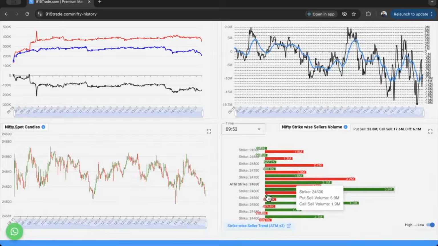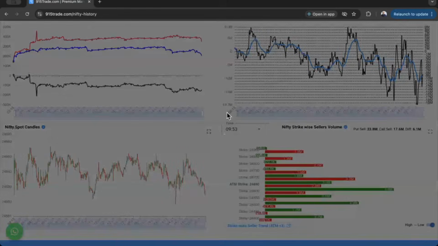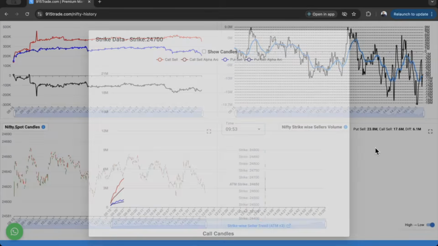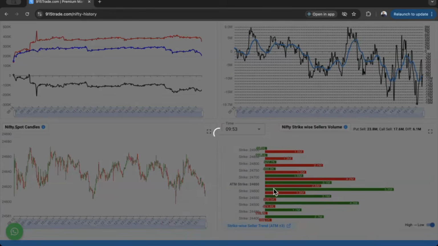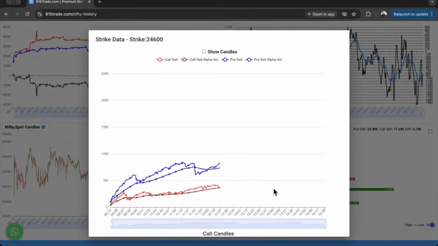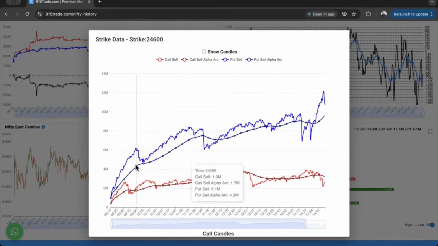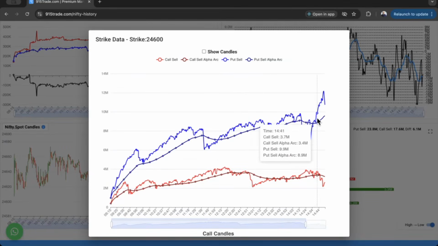And the other problem is from 700, calls don't give up. Just don't give up. And from 600, puts don't give up. For a moment they gave up and then they again started building.